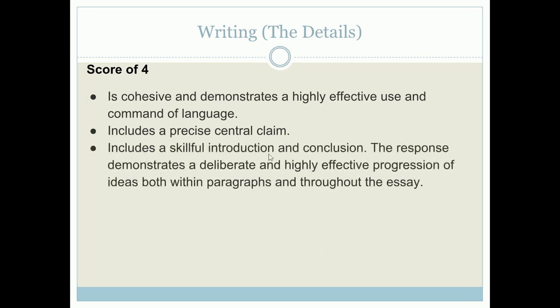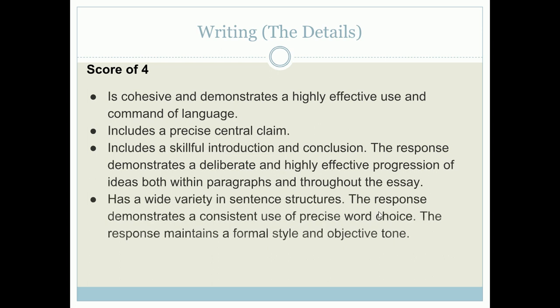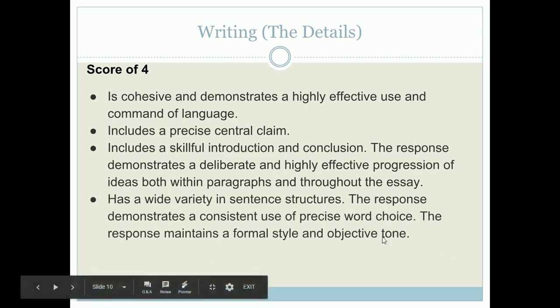Next, it needs to be structured well. So there needs to be an intro, body, and conclusion, and hopefully some progression of ideas or flow between paragraphs. There needs to be a variety in sentence structures. This bullet point is really saying 3 separate points, but for some reason they group it together. There needs to be a wide variety in sentence structure. There needs to be a consistent use of precise word choice, again, not using language improperly, and it needs to maintain a formal style and objective academic tone.